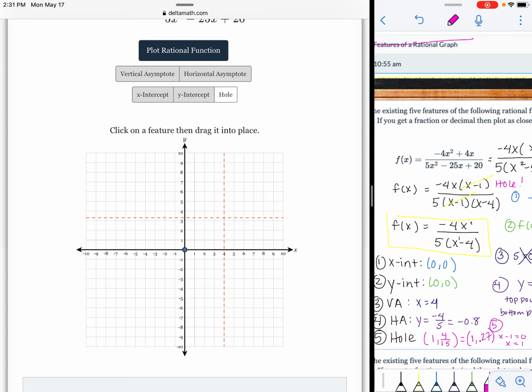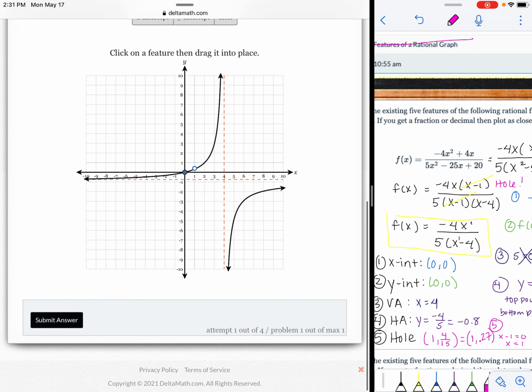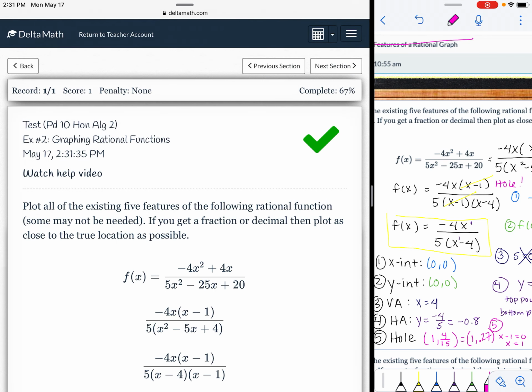Horizontal asymptote is at negative 0.8. So that's a little under negative 1. So we're going to be about like there. And I have a hole. Now you can see my open dot up here at 1. There we go. It's at 1 and then 0.27, so pretty low there. And then once I have everything graphed, I'm going to hit plot rational function and hit submit.